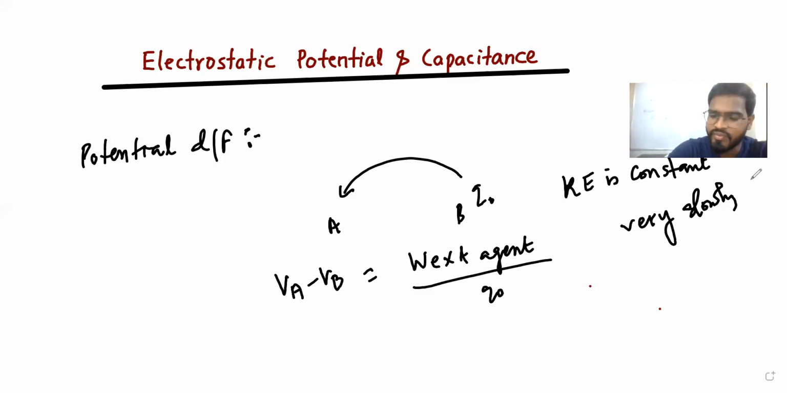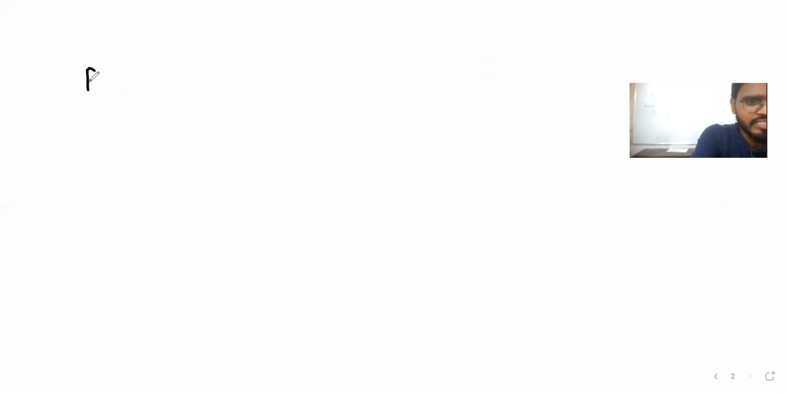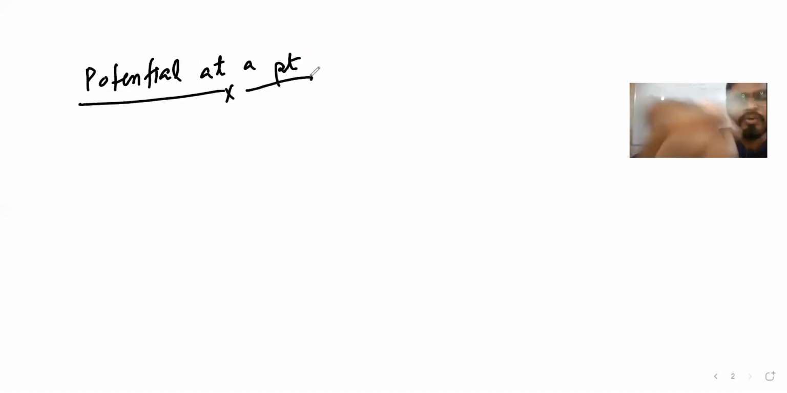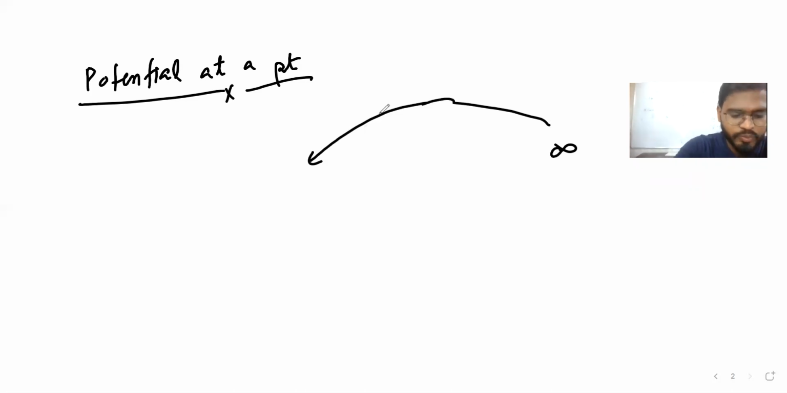Now we will see how we define potential at a point. Potential difference is the work done per unit charge to bring a charge from one point to another point. Now if you define potential at a point, let's take a charge at infinity and we bring it all the way to this point A. This Q naught charge again we bring slowly, kinetic energy should not change.